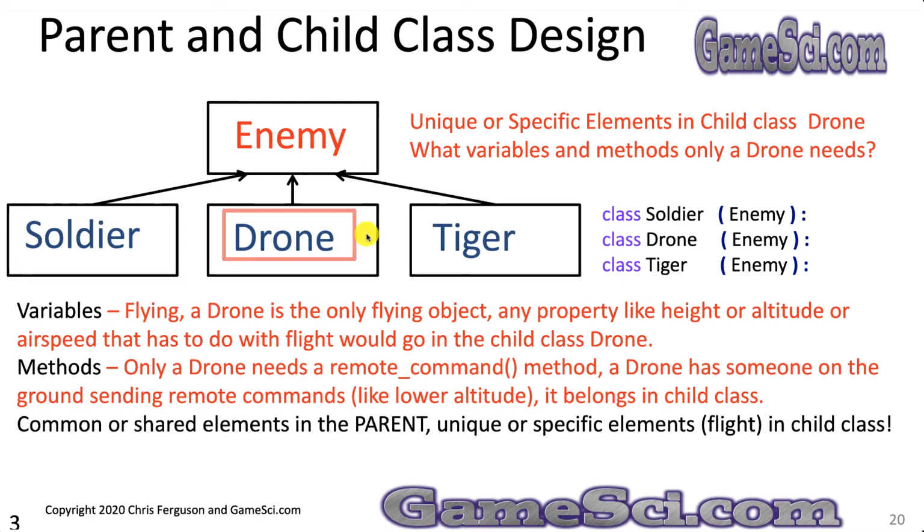Designing the drone child class. Unique or specific elements in the child class drone. What variables and methods does only a drone need? As far as variables, flying. A drone is the only thing on this list that can fly. Any property like height or altitude or airspeed that has to do with flight should be in the child class drone. Methods. Only a drone needs a remote command method.